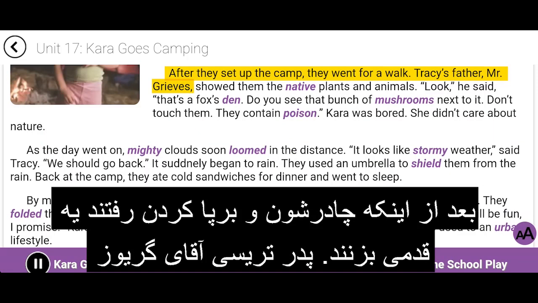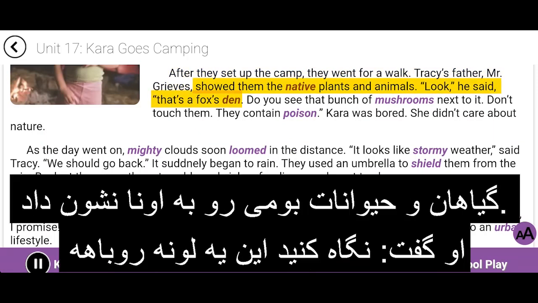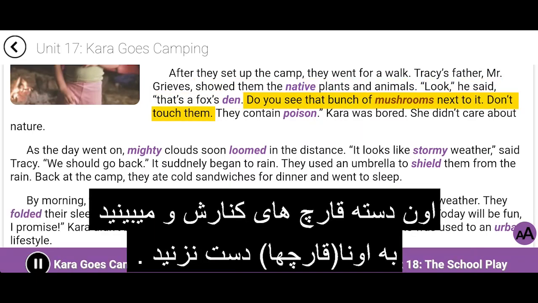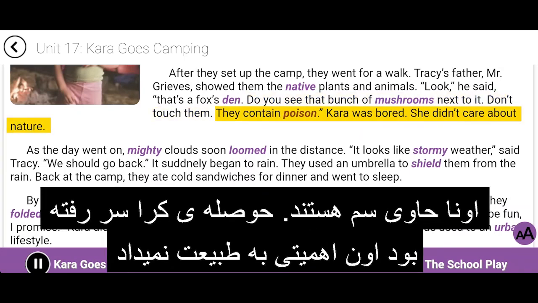After they set up the camp, they went for a walk. Tracy's father, Mr. Greaves, showed them the native plants and animals. "Look," he said, "that's a fox's den. Do you see that bunch of mushrooms next to it? Don't touch them. They contain poison." Kara was bored. She didn't care about nature.